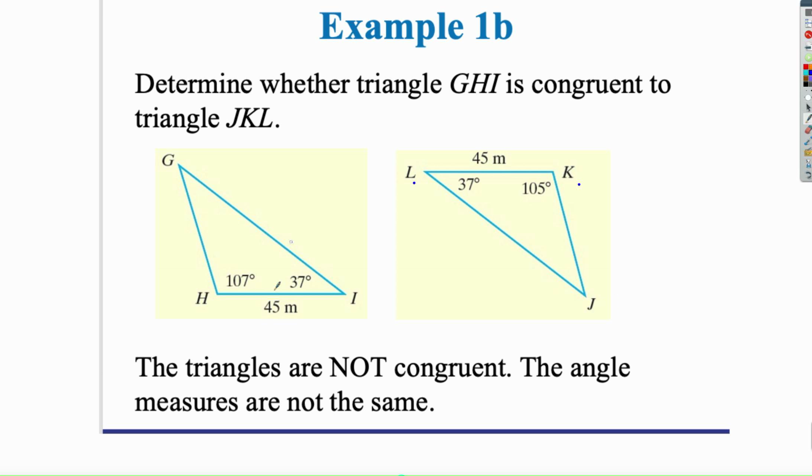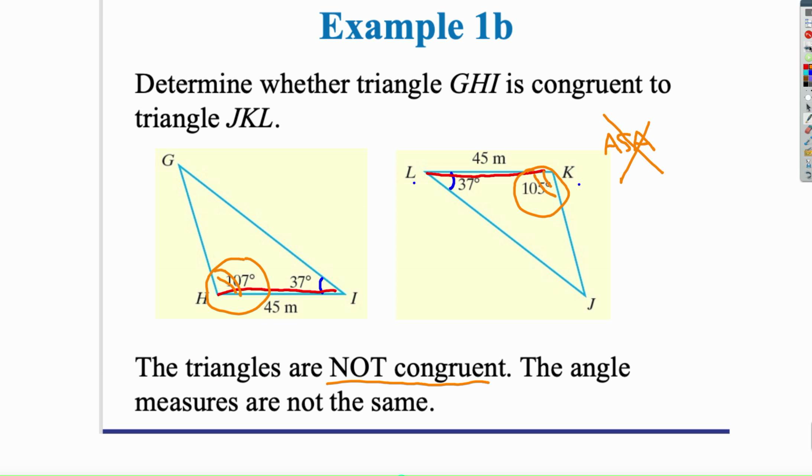If I look, I have my 37-degree angle, my 37-degree angle. Then I have my angle. Then they each have the side of 45. But then the next angle, I have 107 and 105. So it looked like it might be angle, side, angle. But these two angles were not congruent. So I cannot prove the triangles are congruent, so they are not congruent.